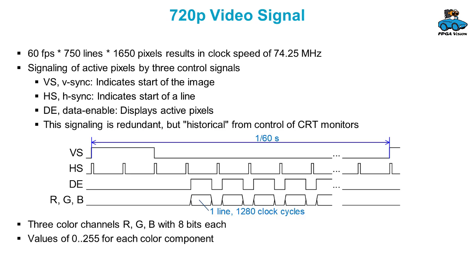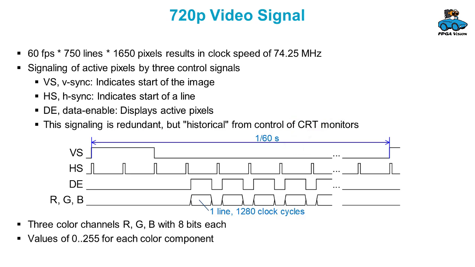And to indicate where the active pixels are, there are three control signals. You have vertical sync. This indicates the start of the image. Horizontal sync to indicate the start of a line. And data enable to indicate an active pixel. Data enable is active for 1280 clock cycles. And during this data enable, one output line is given to the output. This signaling is redundant, so you could only use HS and VS or only DE, but it's historical from the control of CRT monitors. So you have 60 frames per second.